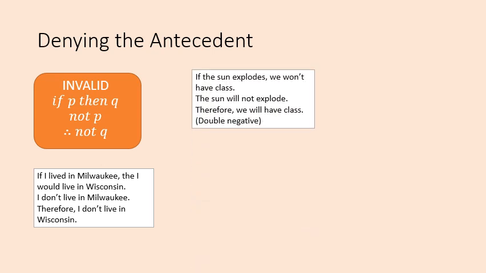Here's another kind of a sillier example. If the sun explodes, we won't have class. That's true, right? Because we'll all be dead. The second premise is the sun will not explode. That's probably true, at least not within our lifetimes. And so does it follow from that that we will have class? Which is the double negative here, right? It's not the case that we won't have class. Not necessarily, right? We may not have class for some other reason, right? So there's all kinds of sufficient conditions out there that could bring about the ending of class, not just the sun exploding. So this line of reasoning won't work.